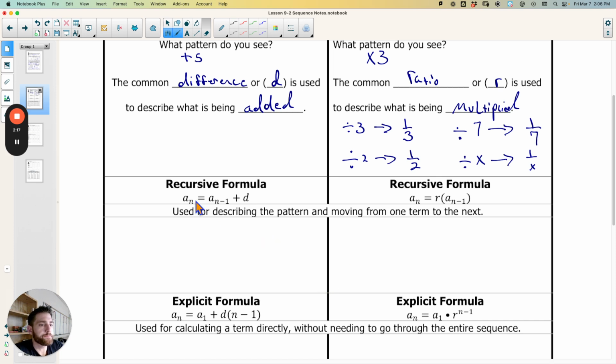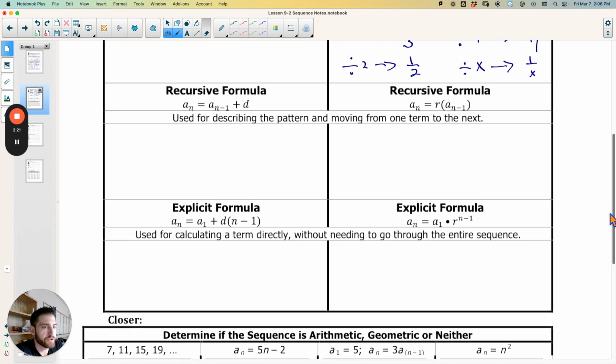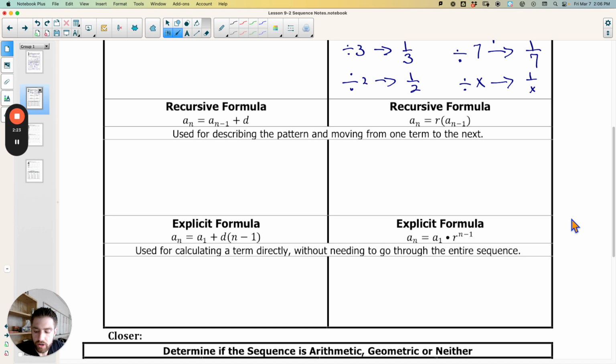So this is the recursive formula, and these are on your formula sheet. You don't need to memorize them, but it's not going to hurt to memorize them. They're used for describing the pattern and moving from one term to the next, which is what I have written here. This right here is your output, this is your previous term, and this is your common difference.